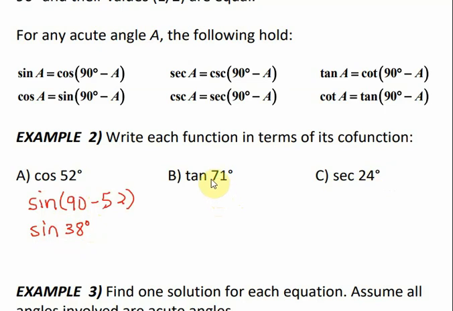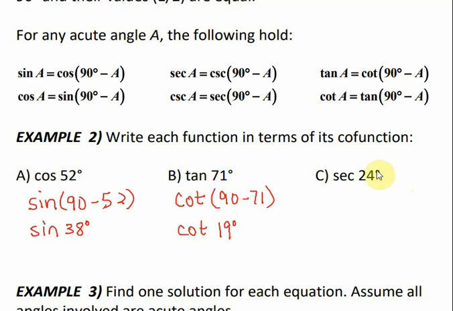All right, tangent is cofunctions with cotangent. So we would write this as cotangent of 90 minus 71 degrees. And 90 minus 71 is 19. So that would be cotangent of 19 degrees.